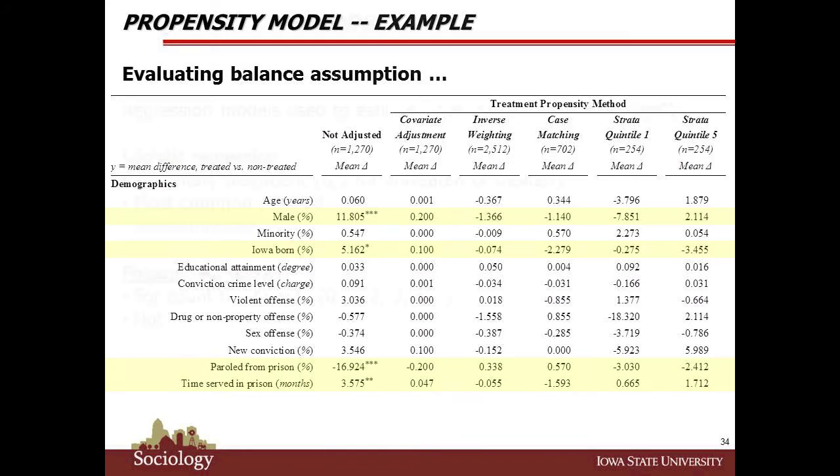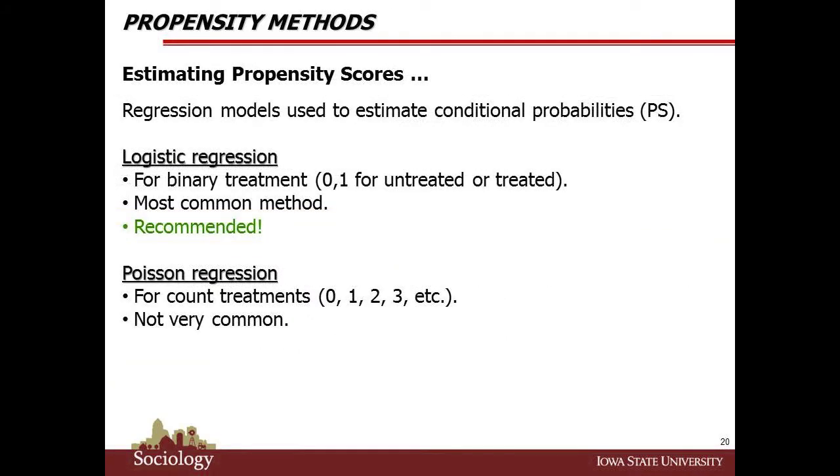So the first step is how to actually compute or calculate a propensity score itself. The most common method is to use a logistic regression where you have a binary outcome. In this case, it would be those that completed or did not complete a treatment. It's the most common method. It's the most straightforward. It gives you a nice probability. It outputs a probability.